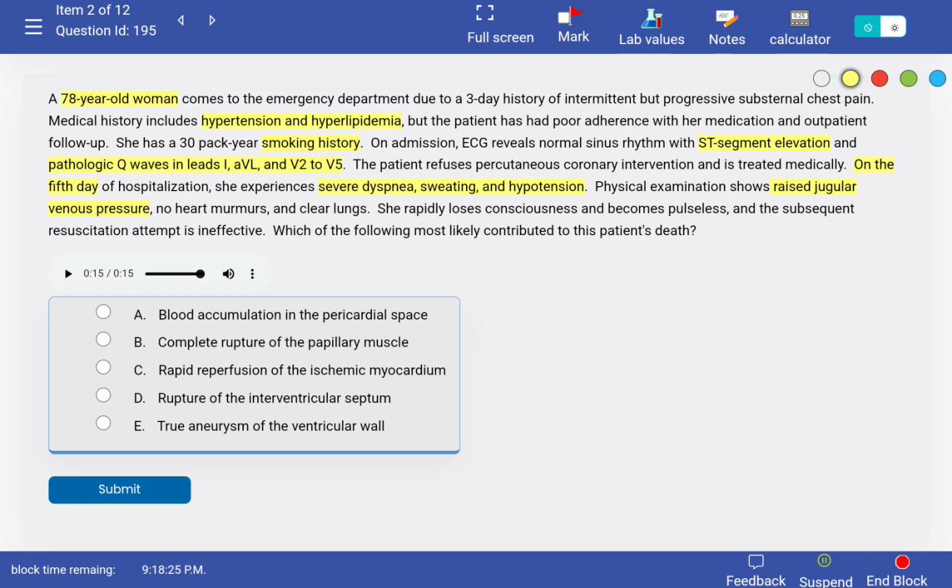On the 5th day of hospitalization, she experiences severe dyspnea, sweating, and hypotension. Physical examination shows raised jugular venous pressure, no heart murmurs, and clear lungs. She rapidly loses consciousness and becomes pulseless, and the subsequent resuscitation attempt is ineffective. Which of the following most likely contributed to this patient's death? Let us hear this, then we will talk about the options.